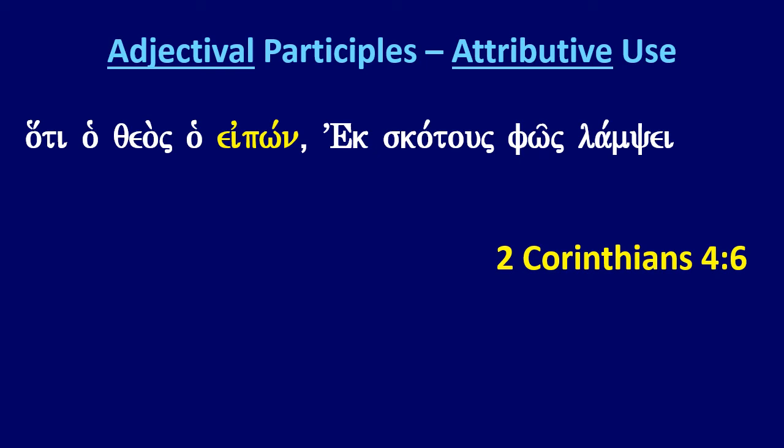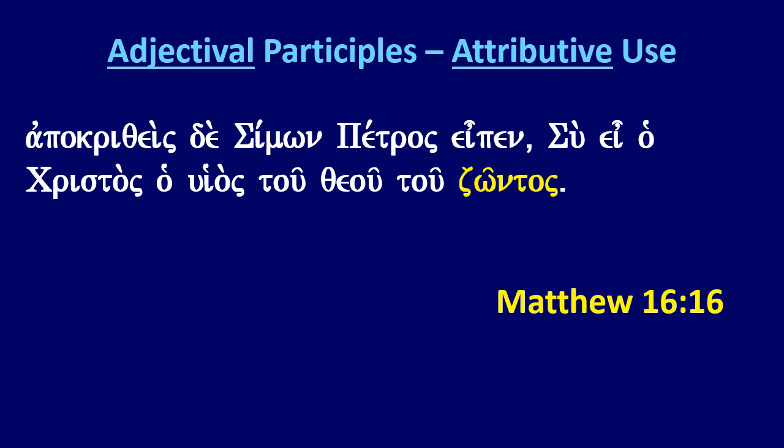Attributive or substantive? And it's going to be functioning here in the attributive sense, because again, you've got ho theos and ho eipon. The participle tells us something more about God. And so you would translate this, "for God, who said." You would supply in your translation the word "who" here. Remember, with adjectival participles that are attributive, you'll often want to supply in your translation who or which or that.